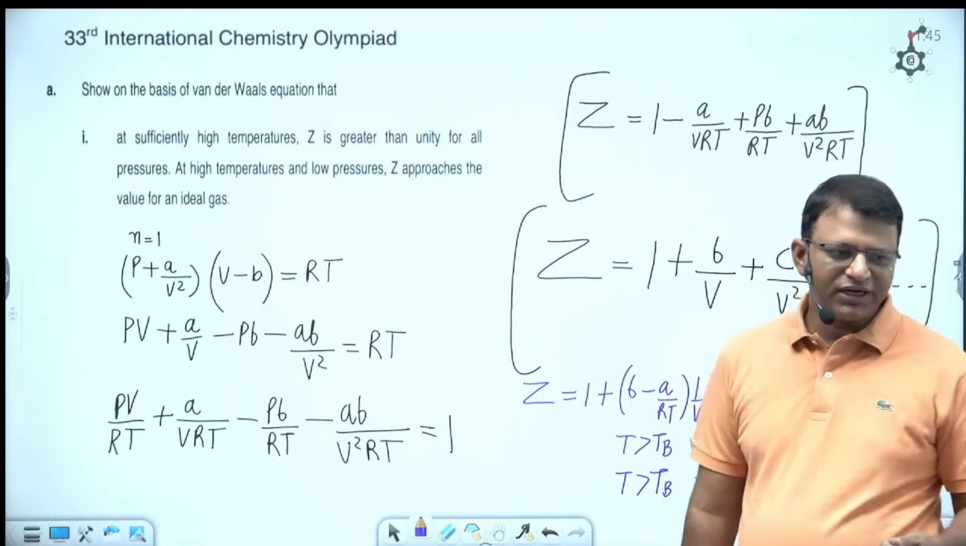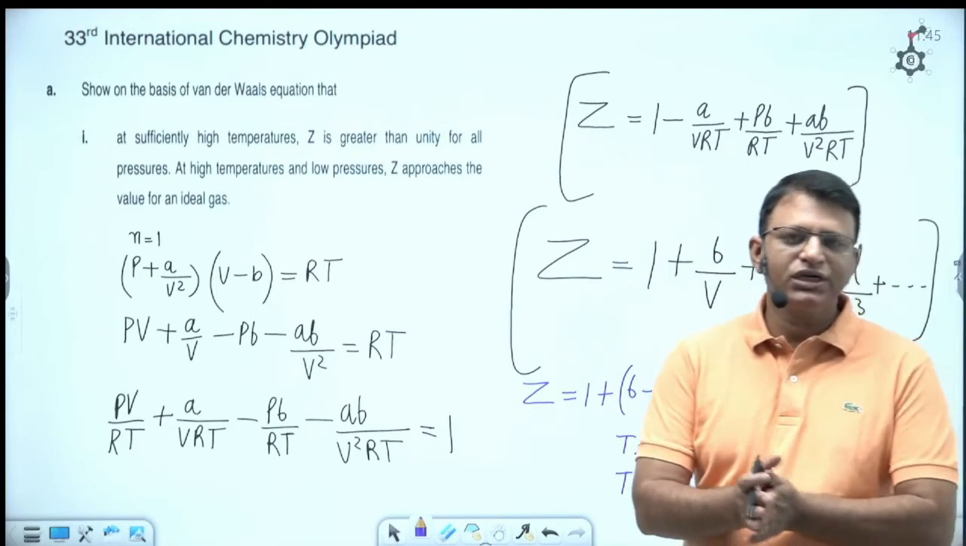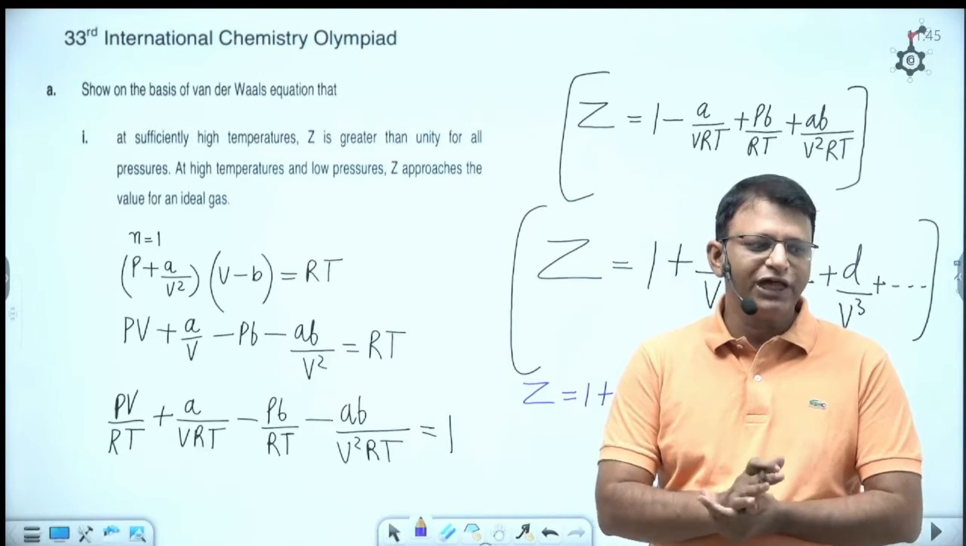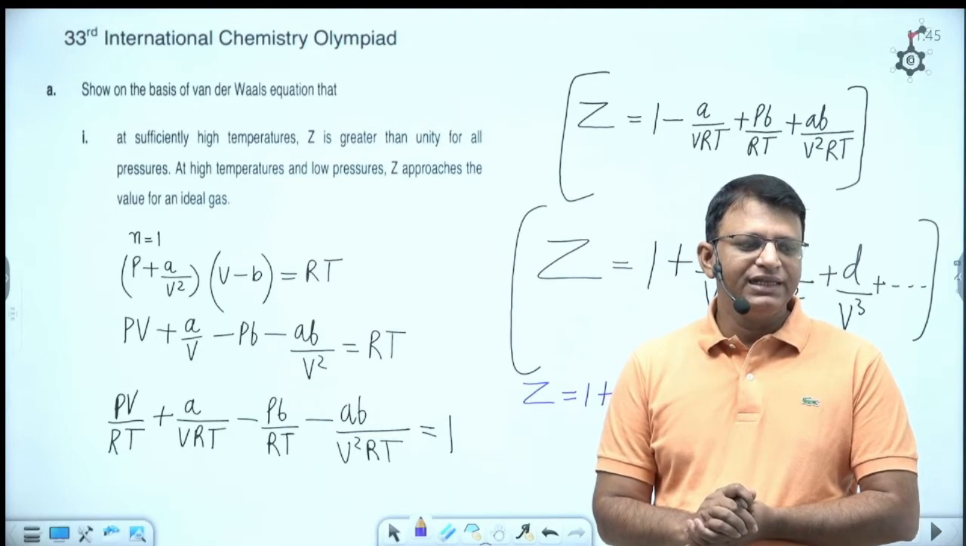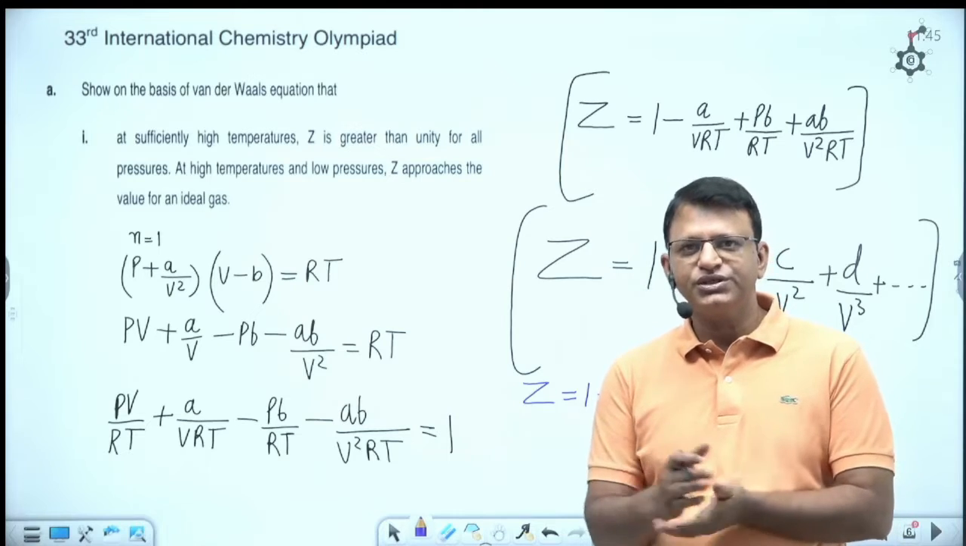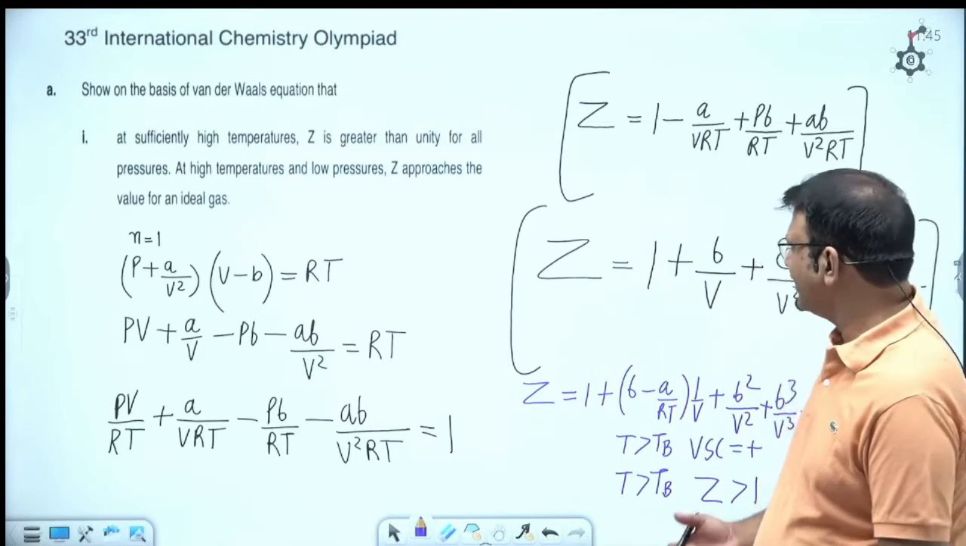The second part is that at high temperature and low pressure, Z approaches the value for an ideal gas, right? Means Z approaches 1. That can also be proved in two ways.